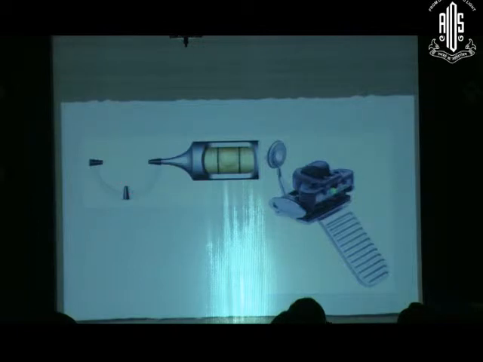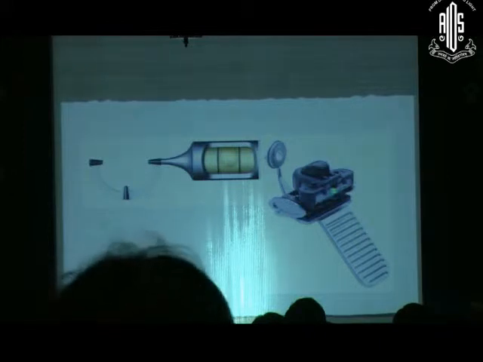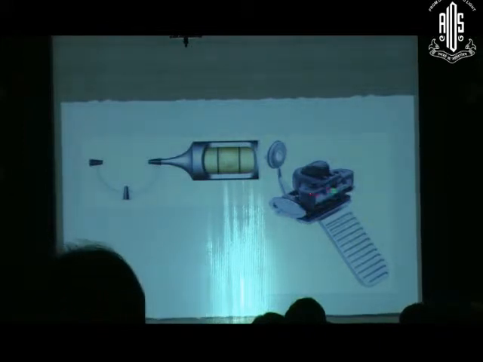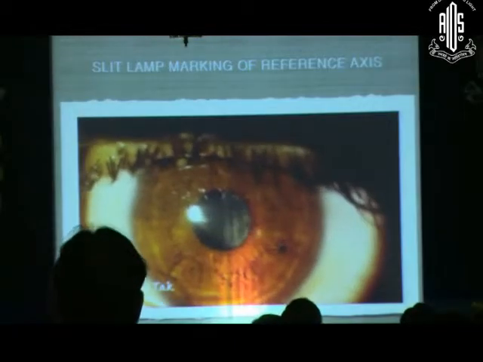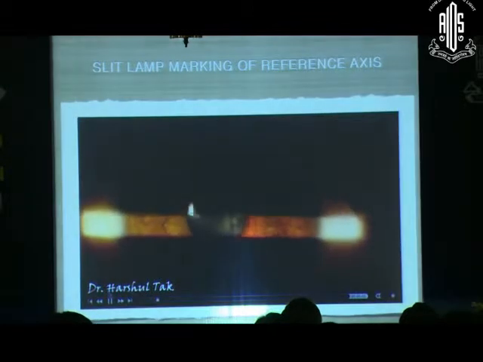And this is the electronic toric marker, which has a central green light. If you are not horizontal, it gives either an orange or a red light and a beep. So you can also mark the desired axis directly with this. But the technique which I like most is marking at the slit lamp.